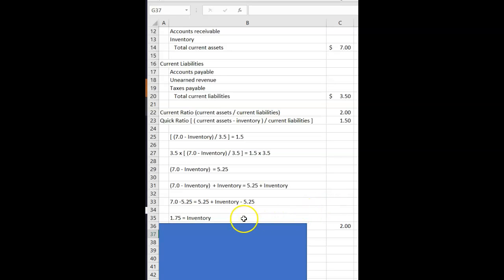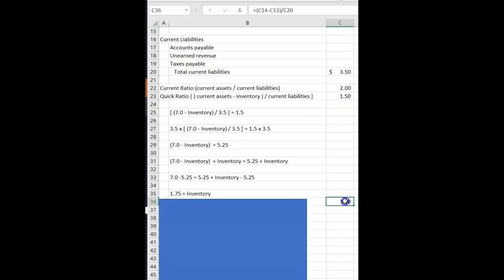Okay, so we could then plug in the 1.75 here. Now that's the answer. Now, could we prove it? Well, let's see. Here's a formula here. Let's take a look and see what we did.